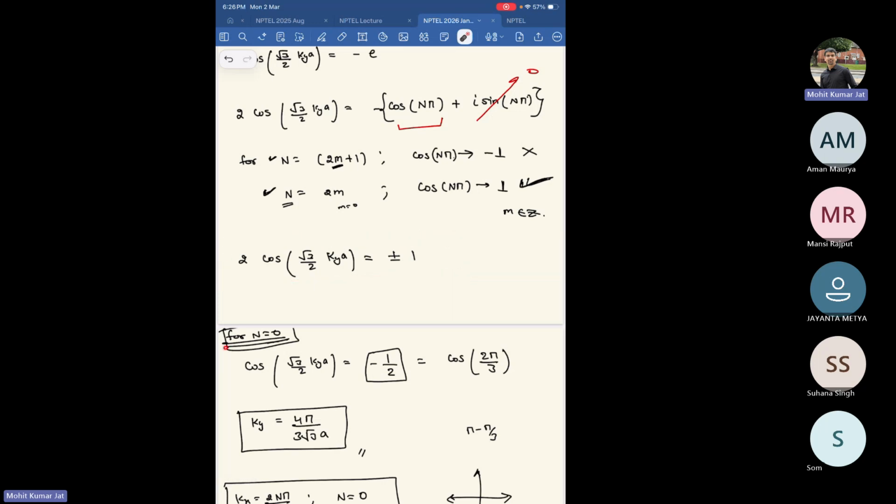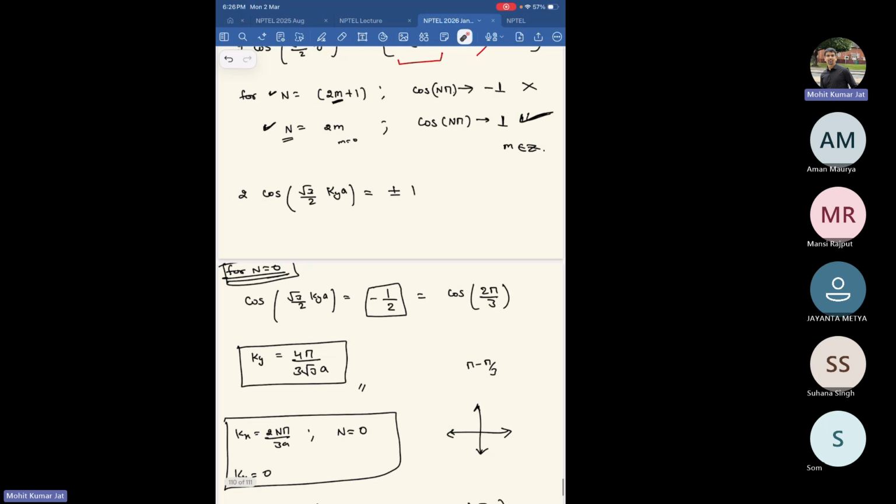For that reason, till this point I considered both of them. But now I am taking only the n equals 0 case, so only this condition is satisfied, this is not satisfied, and I'm taking this to be minus half, and the minus half corresponds to the second quadrant. This quadrant is first, this is second, this is third, and this is fourth. So the second quadrant, pi minus pi by 3, this will give me negative of the cos 2 pi by 3 basically.